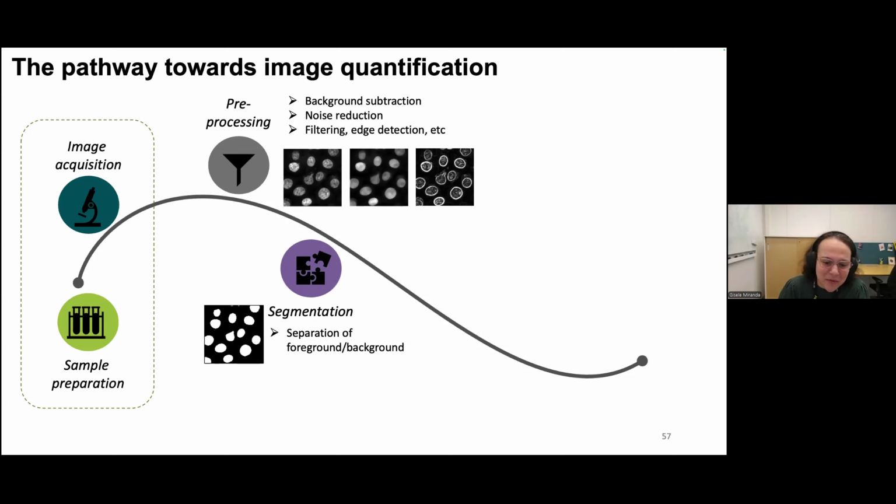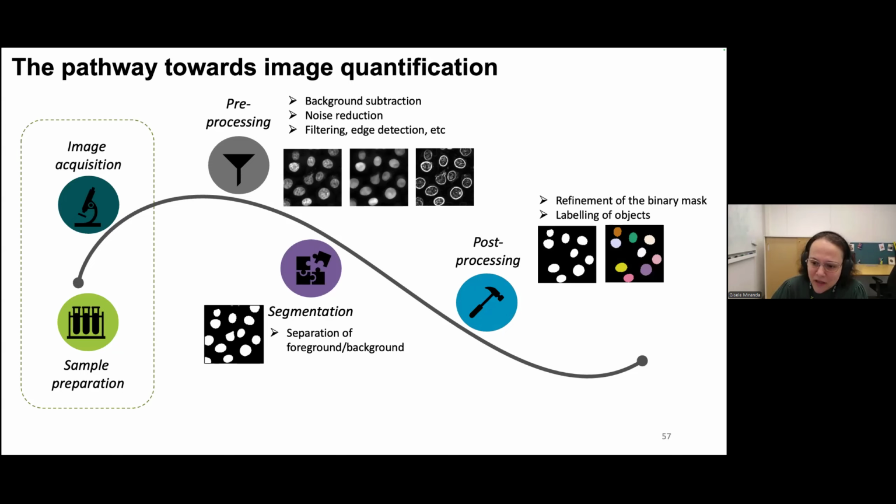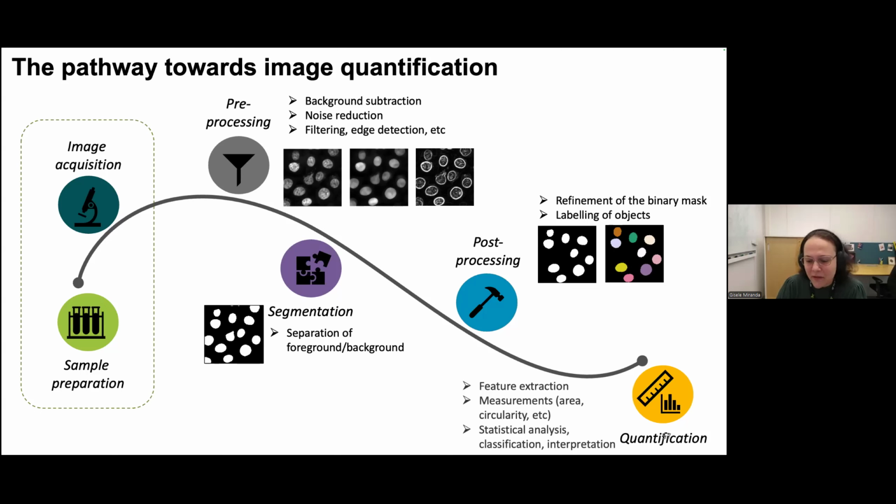Because segmentation is one of the main tasks in this pathway, since often you want to separate objects. You want to separate not only cells, but parts of the tissue. So separation of the signal of interest is what we call segmentation. You can also think about a refinement of this segmentation as a post-processing step, like labeling, or eliminating objects at the border that you cannot see completely in the field of view that you have, right? And finally, quantification.